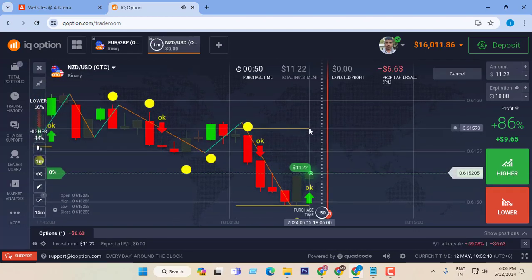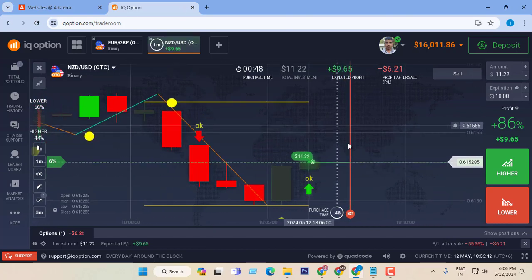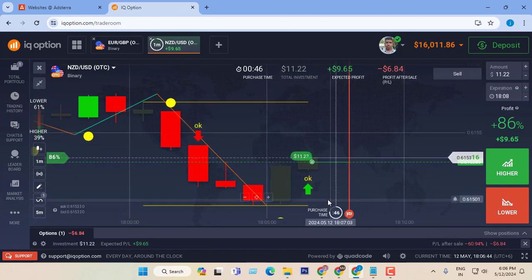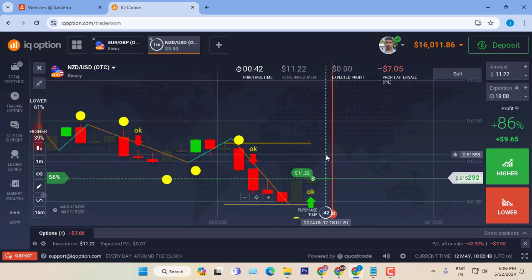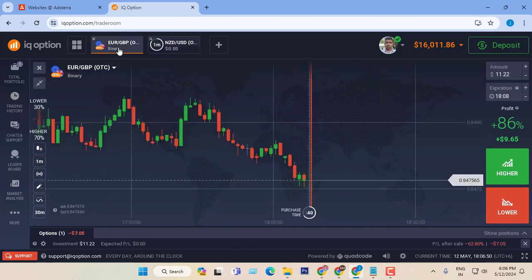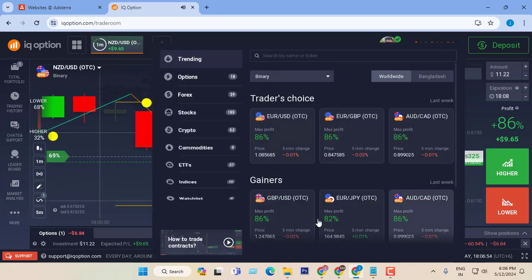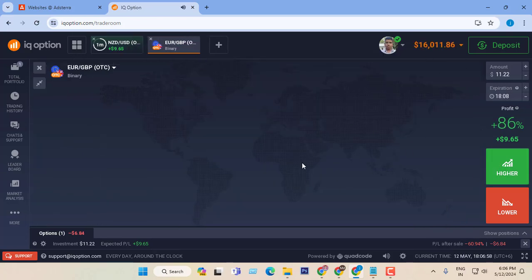So here is the OTC market, and the indicator shows the market going up, so I can trade on the higher option because the market is going up. So no problem. Euro GBP. Here is a demo account, but no problem.